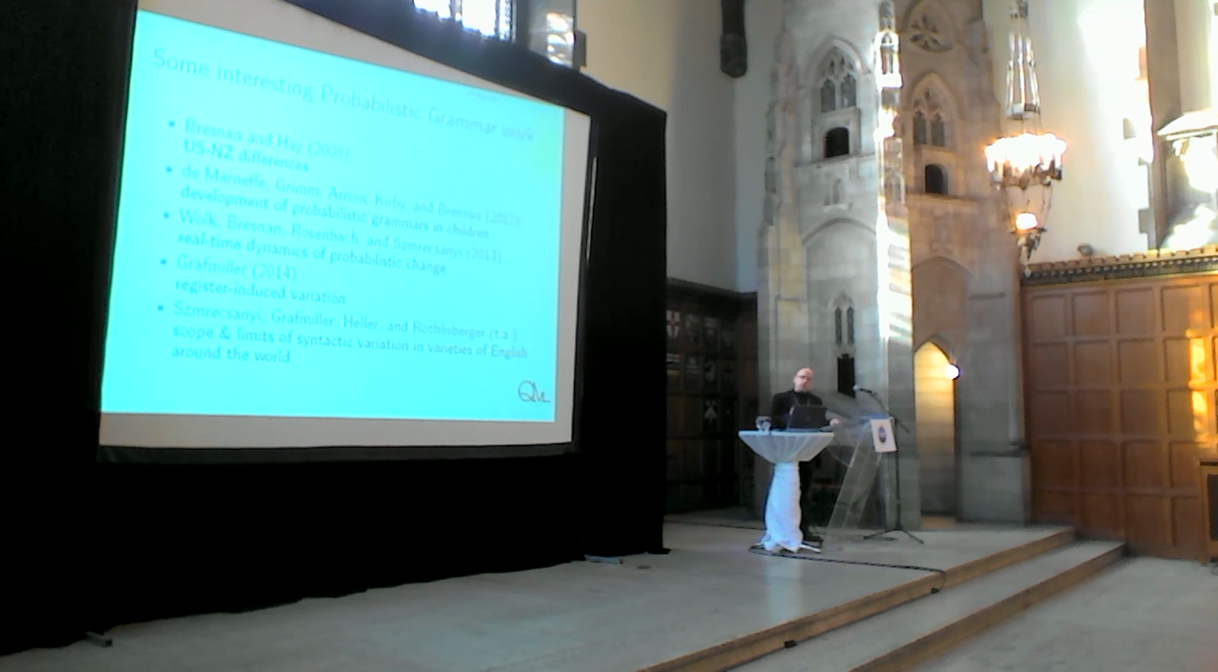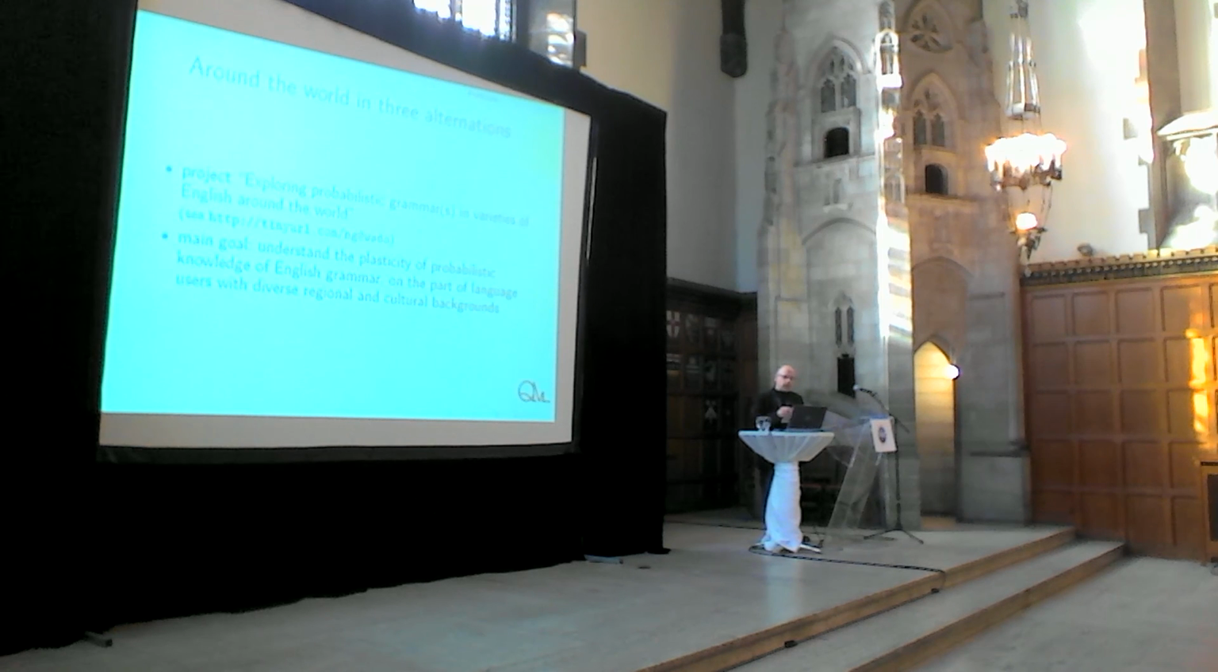So here's some interesting, I think, work that has come out of this tradition. Bresnan and Ford, 2008, a very well-known paper, I think, about probabilistic differences between US and New Zealand English. Denison, 2012, about the development of probabilistic grammars in children. Wolk et al. about the real-time dynamics of probabilistic change in the Late Modern English period. Grafmiller, 2014, that's a study we discussed in the previous section about register-induced variation. And Szmrecsanyi et al., to appear, about the scope and limits of syntactic variation in varieties of English around the world. And since I have a few minutes, let me just talk a little bit about that last study.